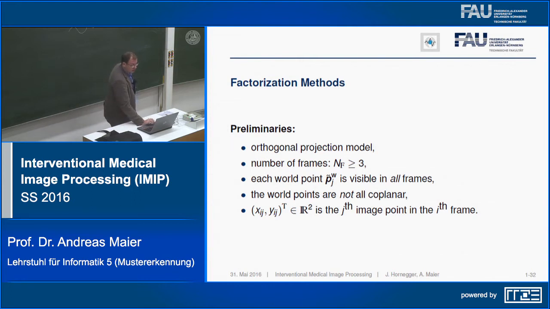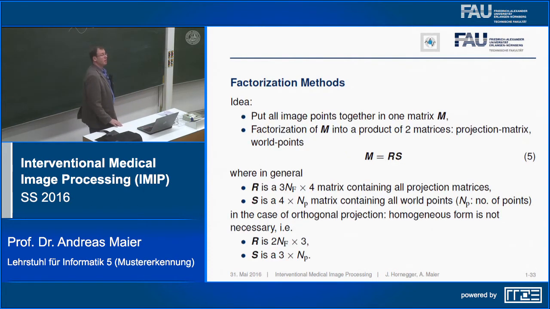Now, in the following, we will reconstruct points P_j, and we will, of course, use homogeneous coordinates here. And these world points need to be visible in all frames. In the projection, we will index them with x_ij and y_ij. Yeah? So we have a 2D projection, and the point j in frame i will be indexed with ij. So the jth point in the ith frame.